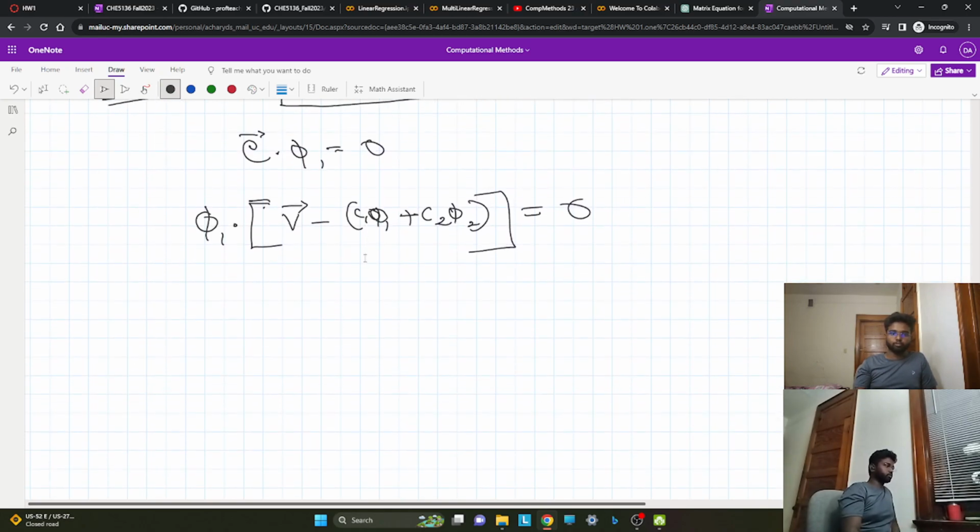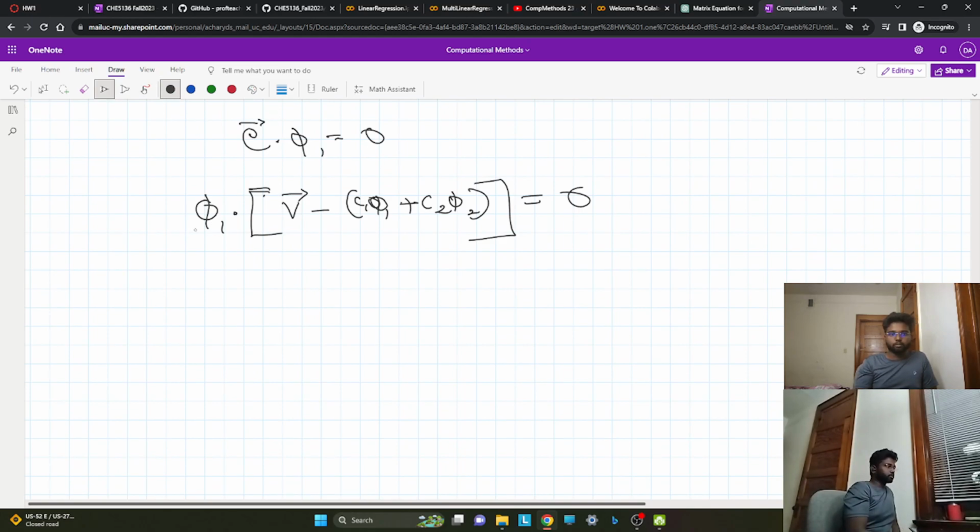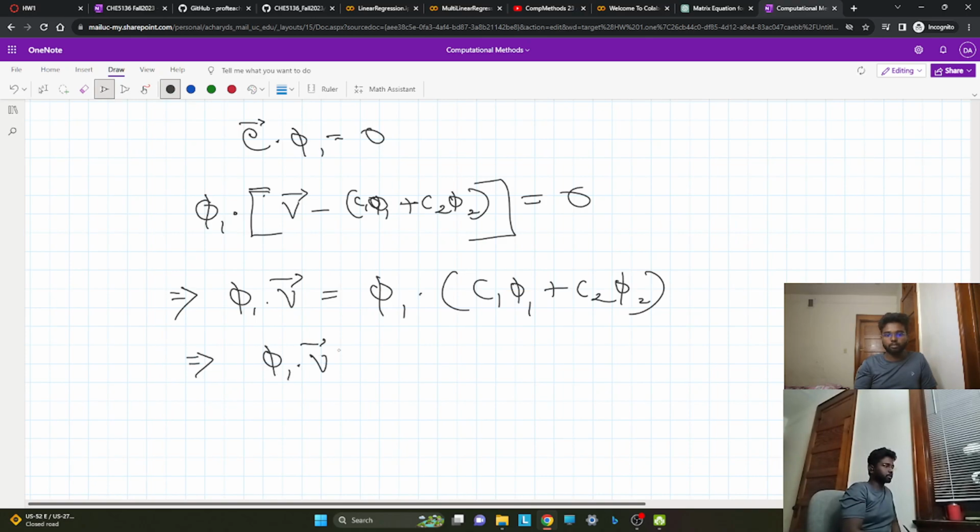If we take the dot product inside the bracket, it comes like this: phi1 dot v minus phi1 dot (c1 phi1 plus c2 phi2). Taking the minus sign to the other side and expanding, phi1 dot v equals phi1 dot phi1 into c1. C1 is just a scalar, like a number, so you don't have to put it inside the dot product. Similarly, phi1 dot phi2 into c2.